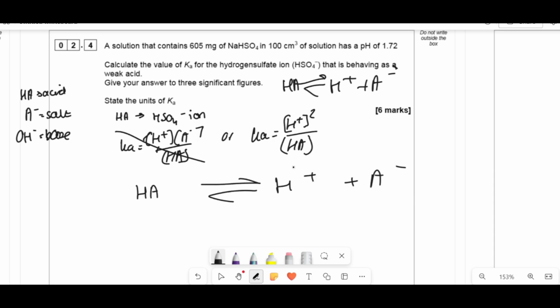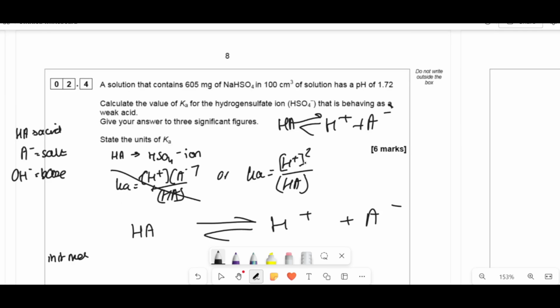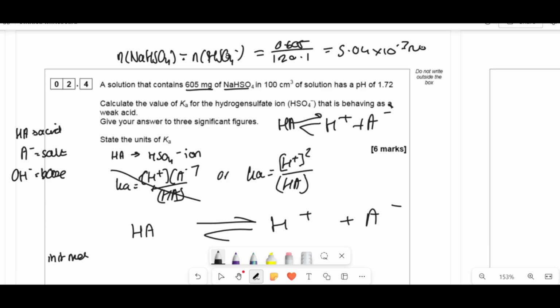Now these are equal, remember? And then what you would do is work out your initial moles and your equilibrium moles. Our initial moles of this whole thing would be, well, we'll have to come up a couple of steps. We've been told the mass of NaHSO4, so we could work out the moles of NaHSO4, which would equal the moles of the HSO4 minus, because this dissociates into that. So you'd get 0.605 over its Mr, which is 120.1, giving 5.04 times 10 to the minus 3 moles.